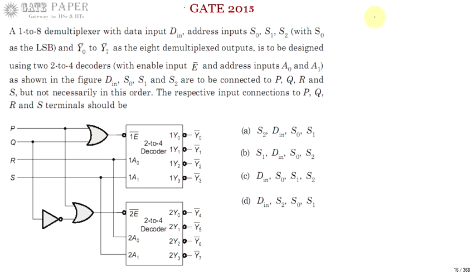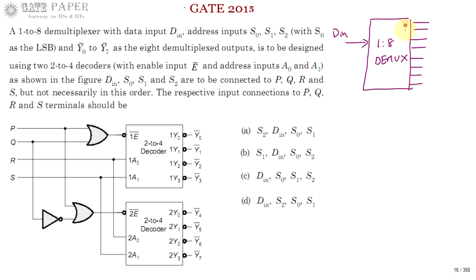Demultiplexer is 1 to many. A DEMUX is going to have only one input. So this is a 1 to 8 DEMUX. It has only one input, that is D in, and there are 8 outputs. 1 is input, 8 is output, and these are complemented outputs, that is active low outputs, and this can be written as Y0 bar, Y1 bar, similarly the last one is Y7 bar.